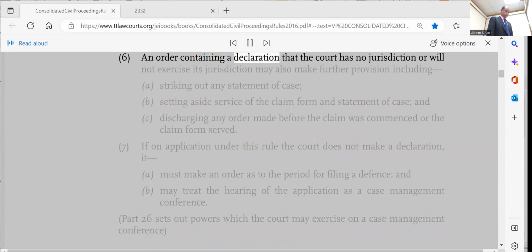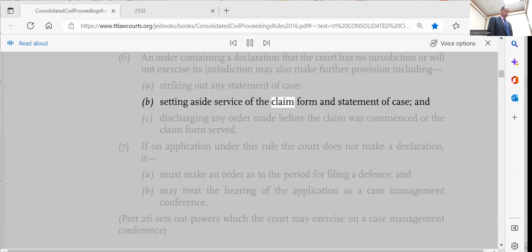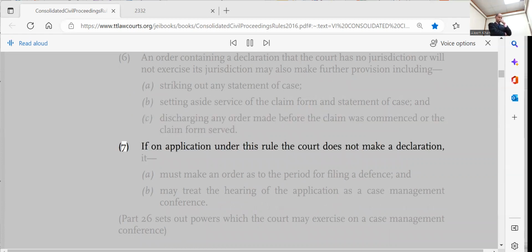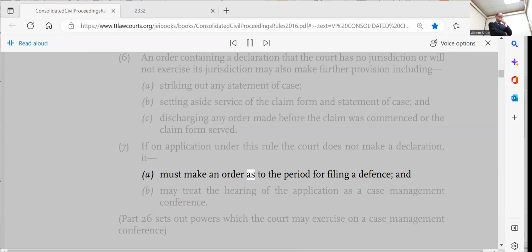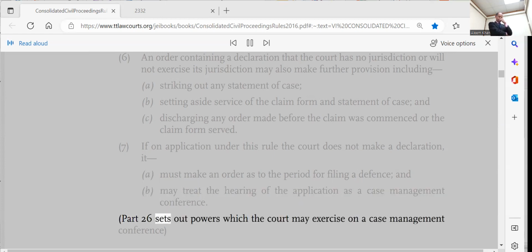6. An order containing a declaration that the court has no jurisdiction or will not exercise its jurisdiction may also make further provision including (a) striking out any statement of case, (b) setting aside service of the claim form and statement of case, and (c) discharging any order made before the claim was commenced or the claim form served. 7. If on application under this rule the court does not make a declaration, it (a) must make an order as to the period for filing a defense, and (b) may treat the hearing of the application as a case management conference. Part 26 sets out powers which the court may exercise on a case management conference.